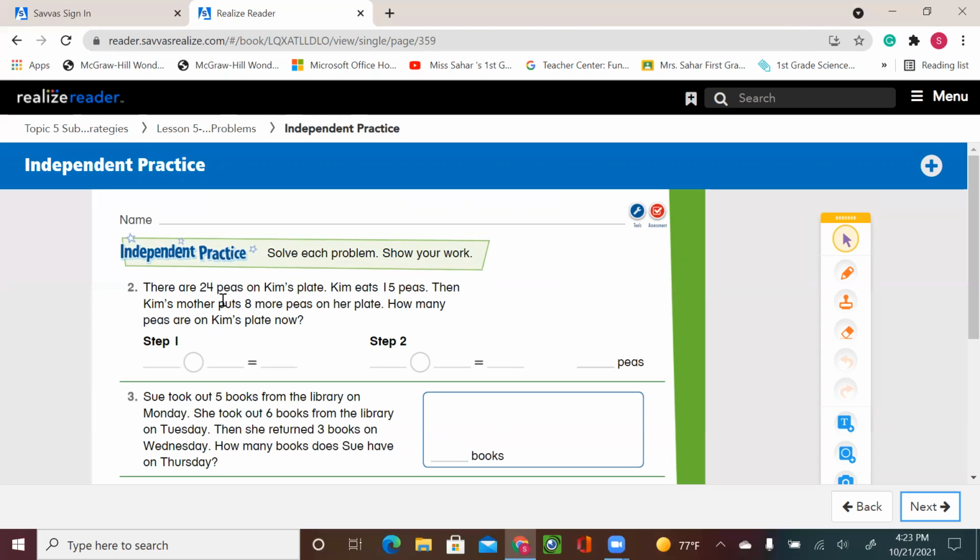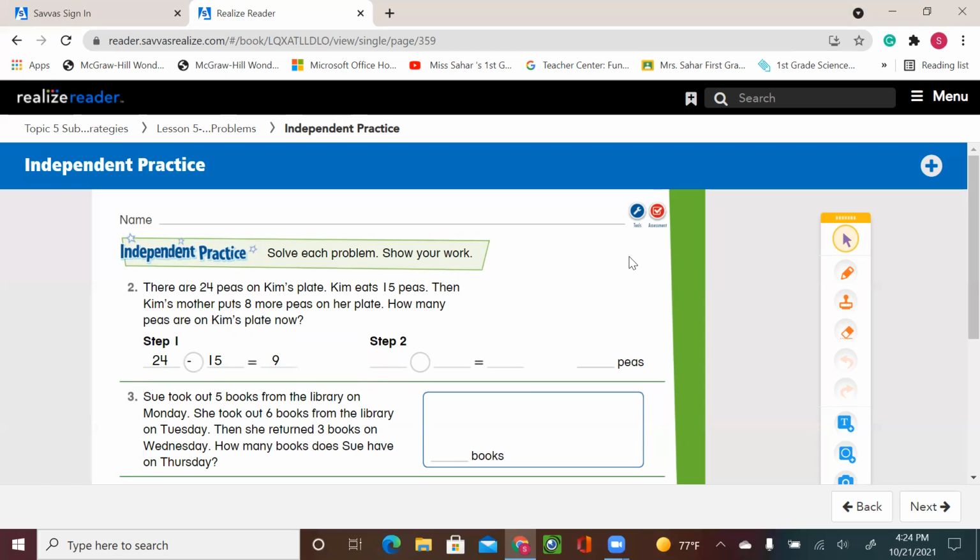So first, she has 24, right? So she eats 15. So when she had 24, she ate 15. That means 24 minus 15. So let's put this down. 24, that's the total, minus what she ate, 15. So that's the first part. So 24 minus 15 equals 9. All right, so that's the first step.